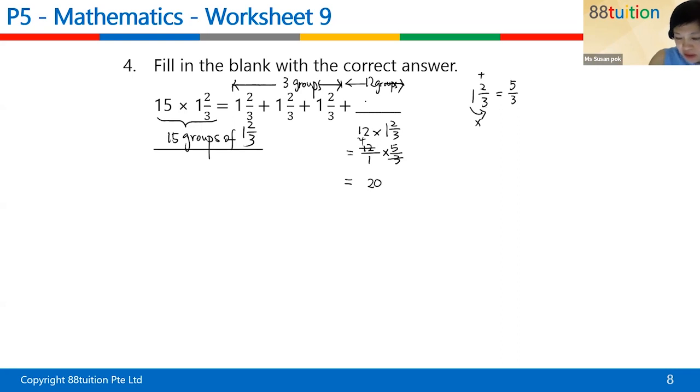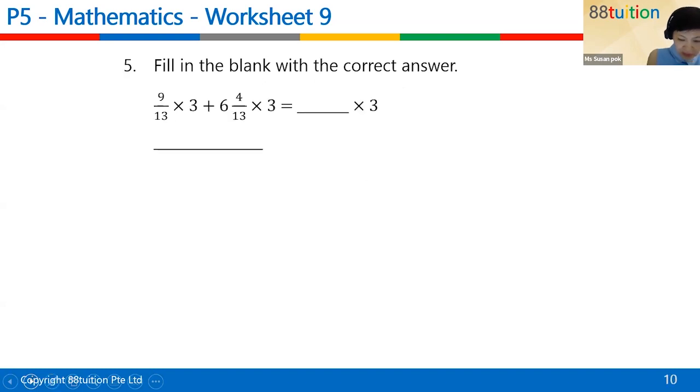What do you get? Do you get 20? Do you get 20 for this? Yes. Okay. 20. All right. So if you think I'm too fast, you can stop me a little while.